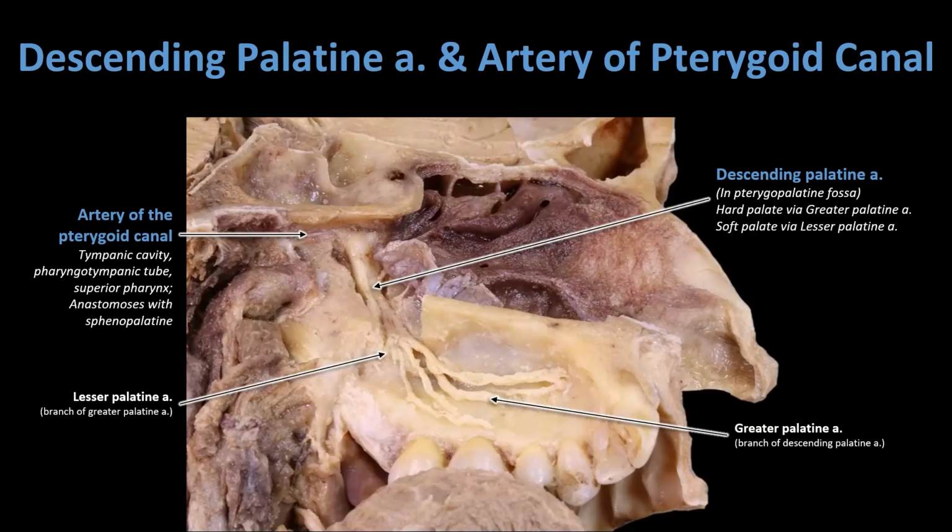The artery of the pterygoid canal, which you can just barely make out here, makes its way back to the middle ear and ends up supplying the tympanic cavity and part of the pharyngotympanic or the eustachian tube, and a little bit of the superior pharynx. So for being a little artery, it goes a long way.